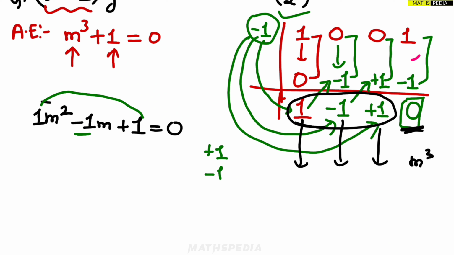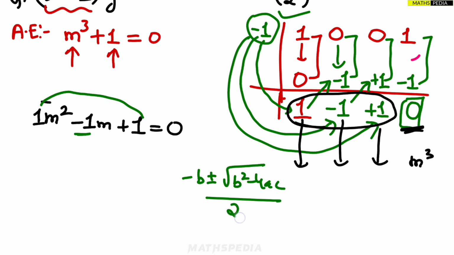Minus 1 I should get when I add. That is not possible. That means you will be getting a complex number as 0. So splitting the middle term or the factorization method is not possible. So we can go by what? Quadratic formula: minus b plus or minus square root of b square minus 4ac, divided by 2a.